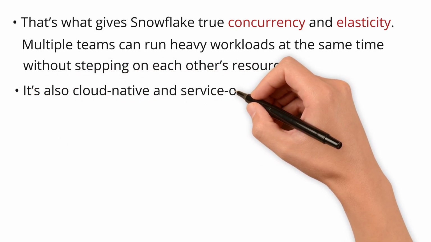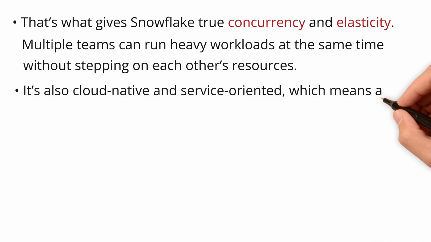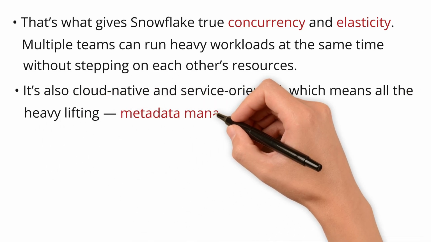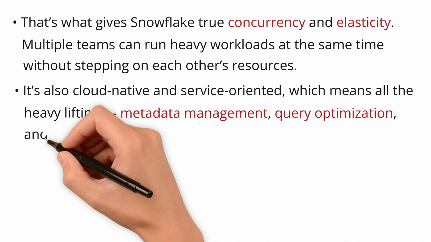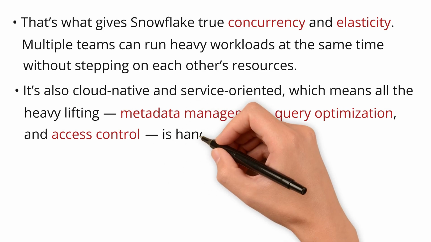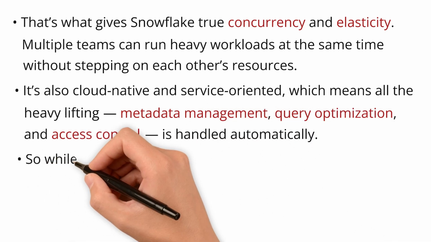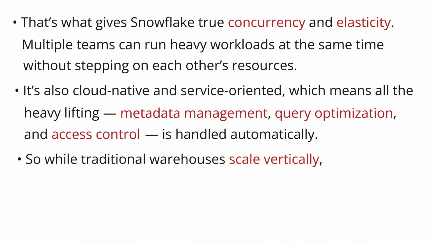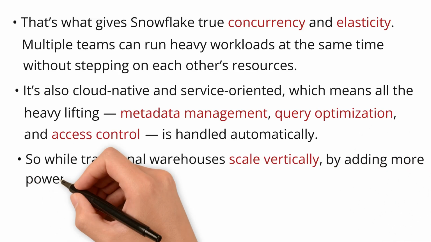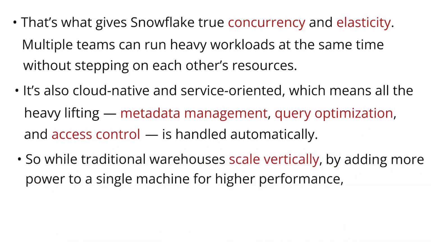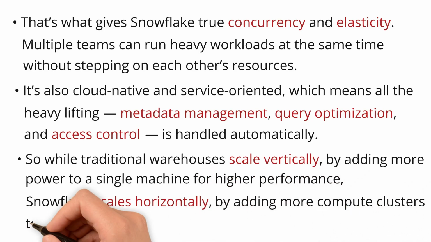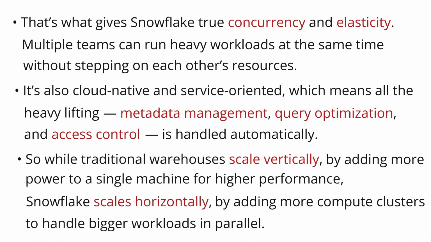It's also cloud native and service oriented, which means all the heavy lifting, metadata management, query optimization, and access control is handled automatically. So while traditional warehouses scale vertically by adding more power to a single machine for higher performance, Snowflake scales horizontally by adding more compute clusters to handle bigger workloads in parallel.